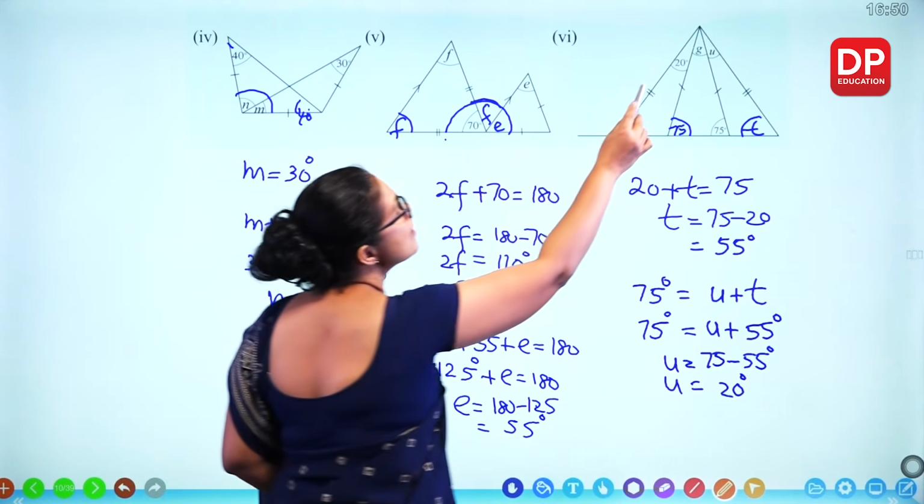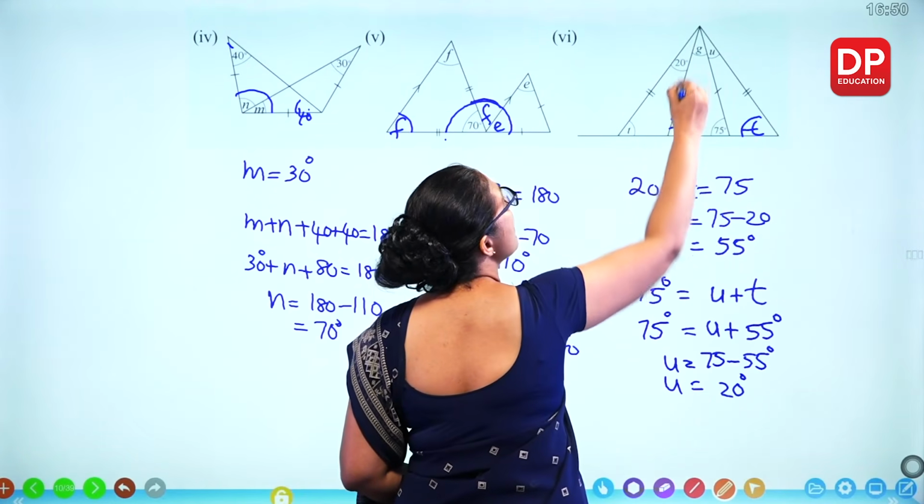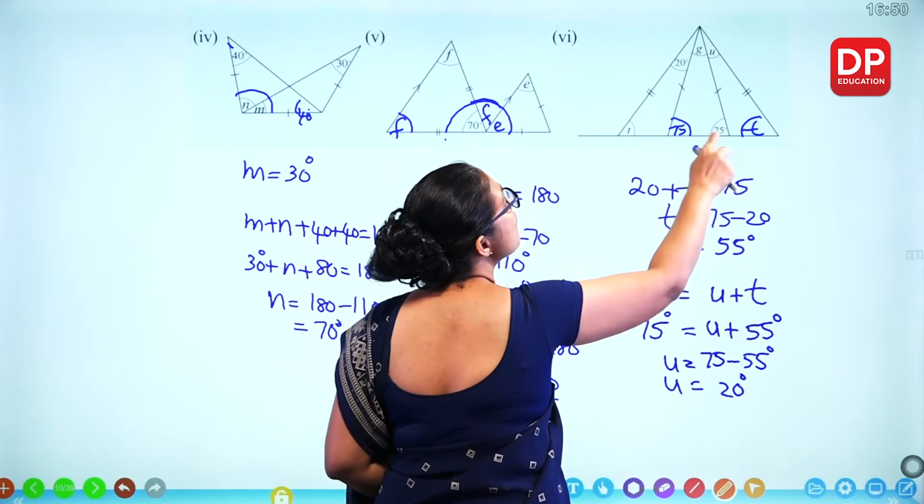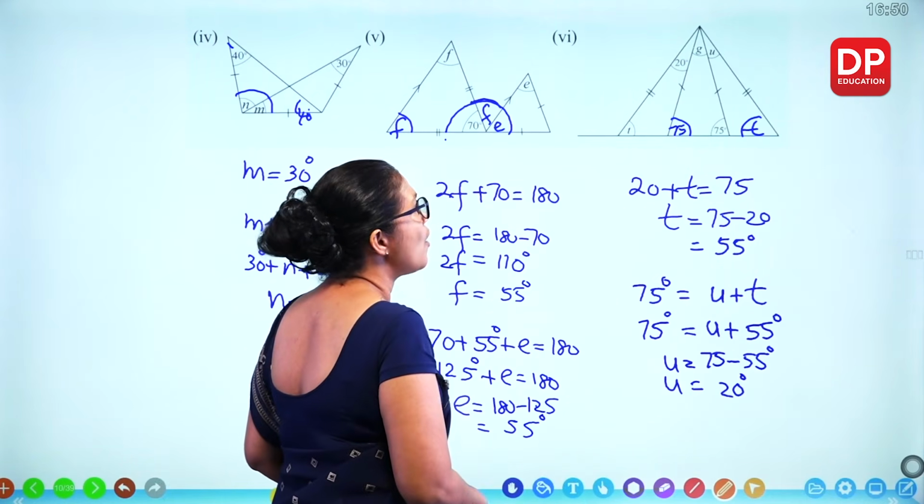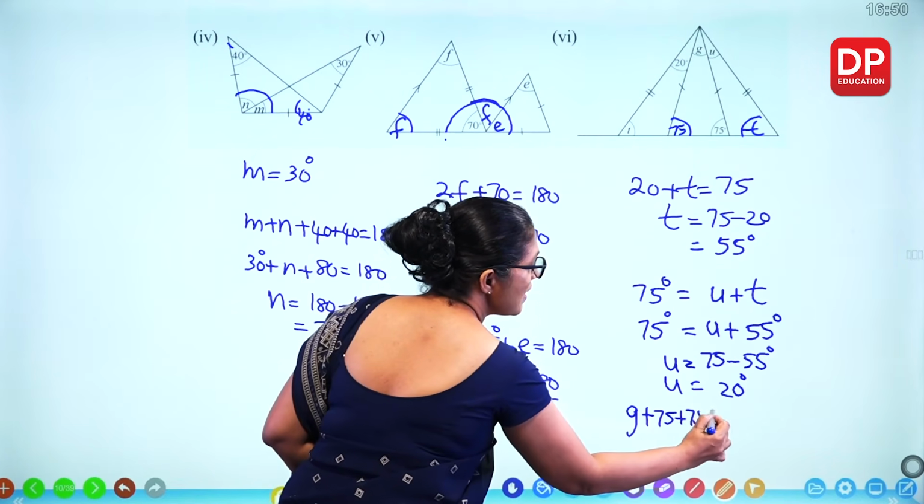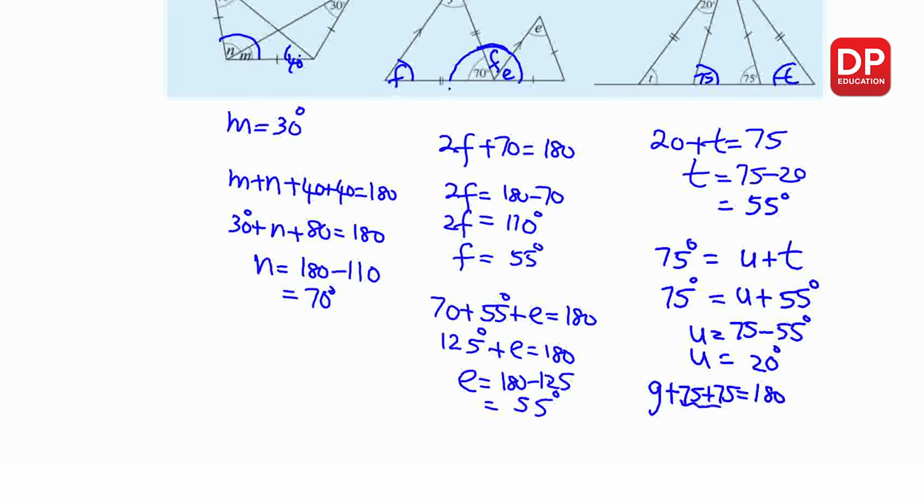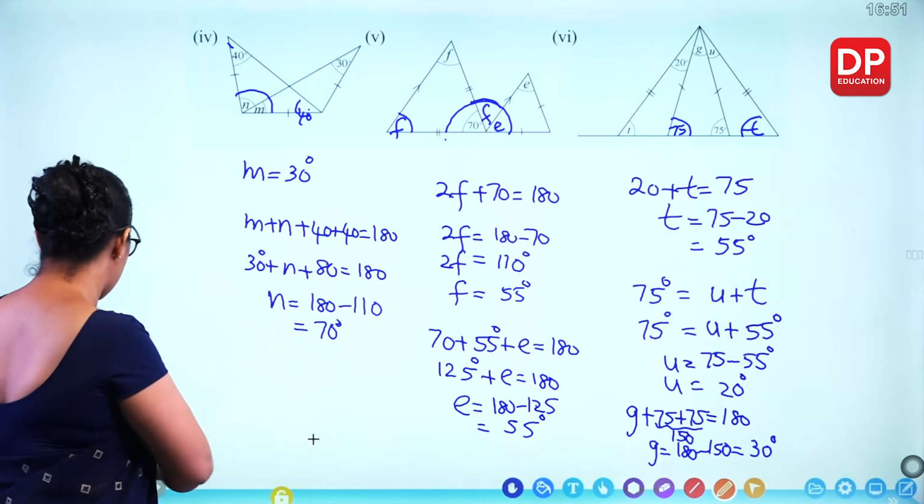And there's another one, the G angle. So, how can we find out G? We can look at this triangle. These two, 75 and 75, so you can easily find out G. Here we can write G plus 75 plus 75 is 180. That's the sum of interior angles of a triangle. 75 plus 75 is 150. So, G equals 180 minus 150. You get 30 degrees. So, we found the G value, U value and T value. Now, we'll look at the next question.